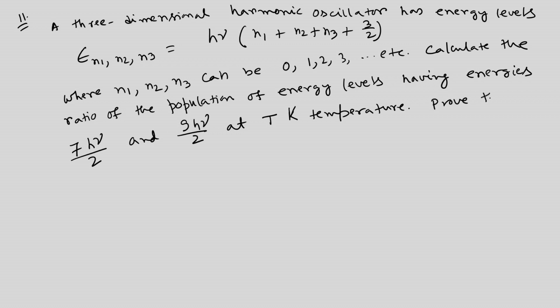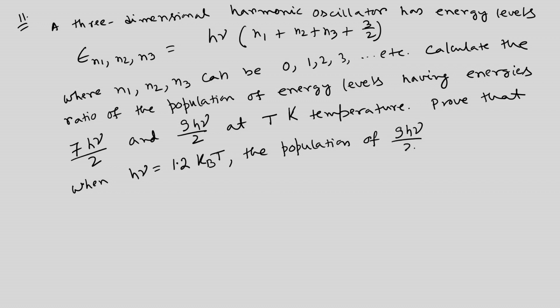Prove that when h nu equals 1.2 times kBT, the population of the 9 h nu by 2 level will be half of that of the 7 h nu by 2 level.